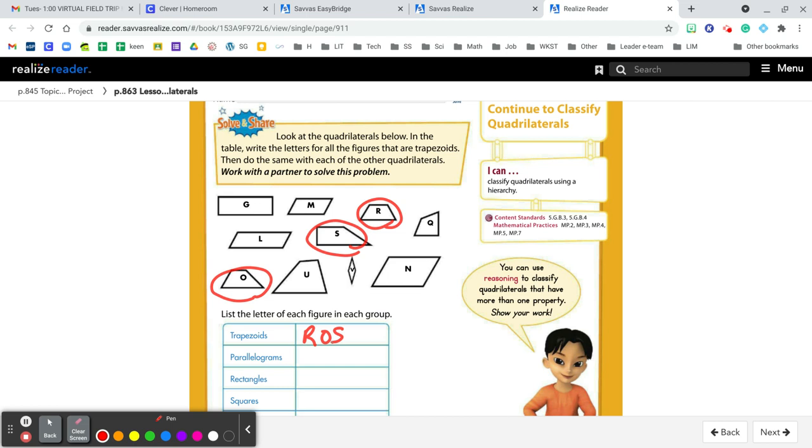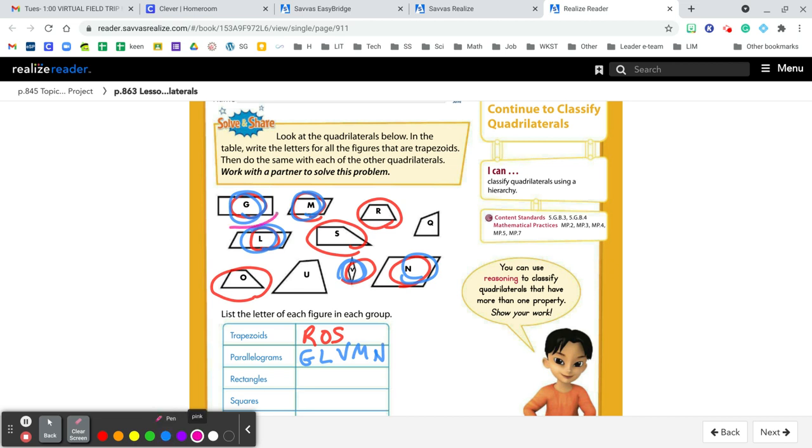Parallelogram, two sets of parallel sides. 1, 2, 3, 4. Oops, should change my color on that. 5. So let me get that in a different color here. 1, 2, 3, 4, 5. So we've got G, L, V, M, N, and a rectangle.